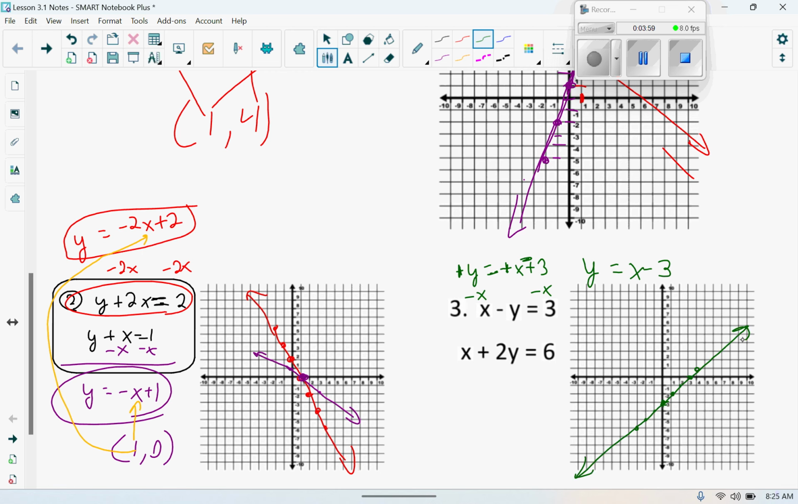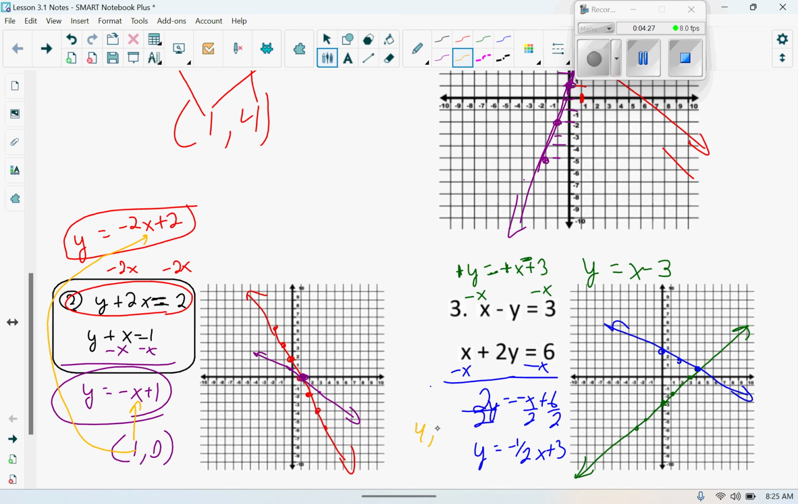Okay, and then this one, I'm going to subtract x, and then divide by 2. I'm going to go up 3 and then go down 1 over 2, down 1 over 2. Oh, right there. Okay, so what is our solution here? It looks like (4, 1).